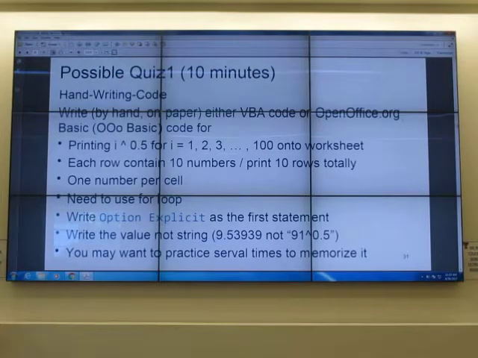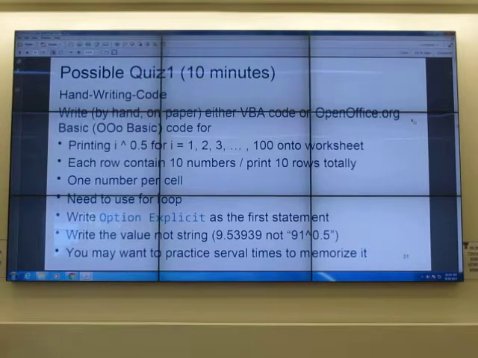Okay. Write by hand on paper, either VBA code or OpenOffice.org. I suggest VBA because it's shorter. So print square root of i, or i raised to the power of 0.5, for i equal to 1, 2, 3 until 100. On the worksheet, each row contains 10 numbers. Print 10 rows totally. 1 number per cell. Need to use a for loop.